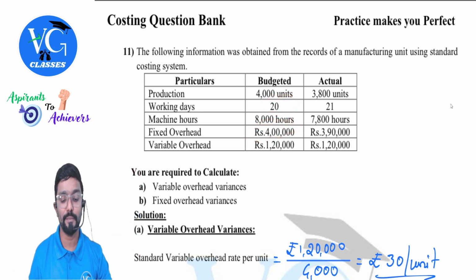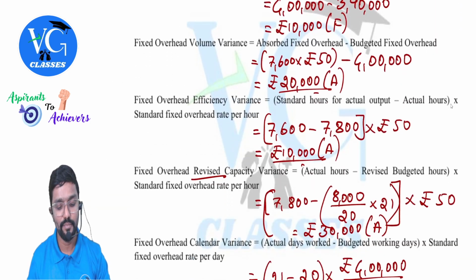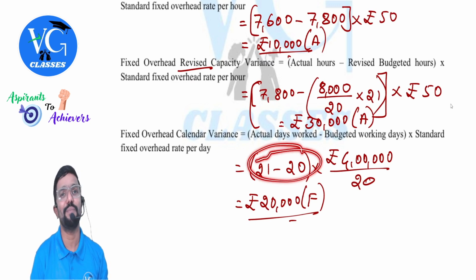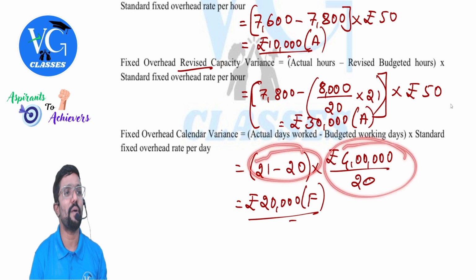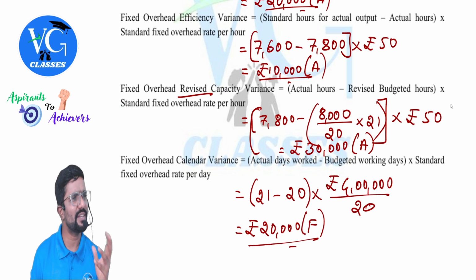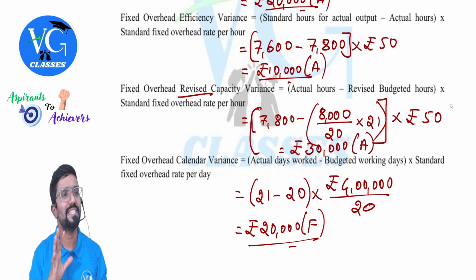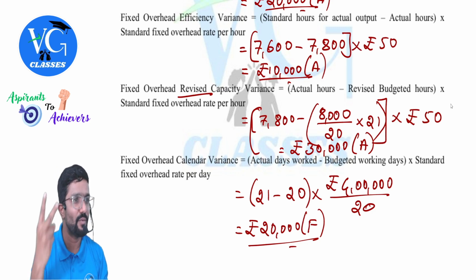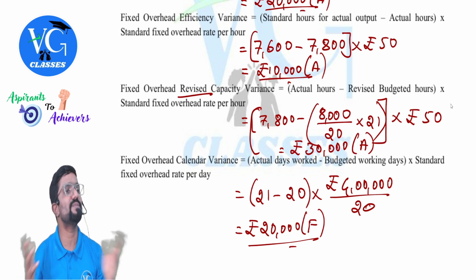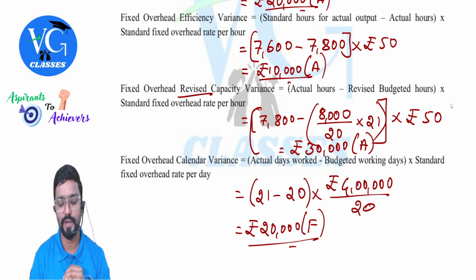See, by mistake, student might take here per hour, guys. Please don't do that. You are finding out the difference between days, not per hour. So even the rate should be per day. Hope you got it. Yes. And whenever you get confused with this, sir, should I take actual first or budgeted first? Just see, should actual be more or less? If actual is more with respect to capacity and work days, it's always good. So take actual first. If actual is more, it is favorable. Okay.